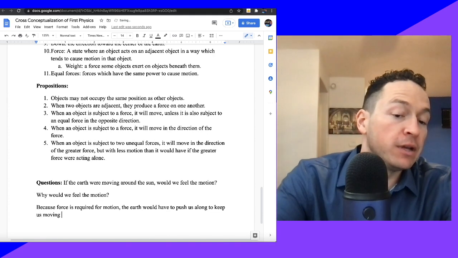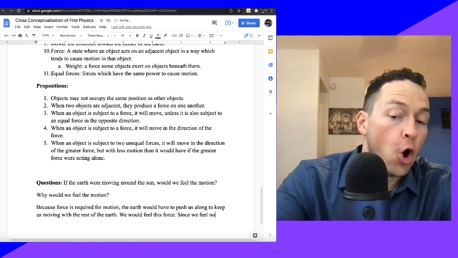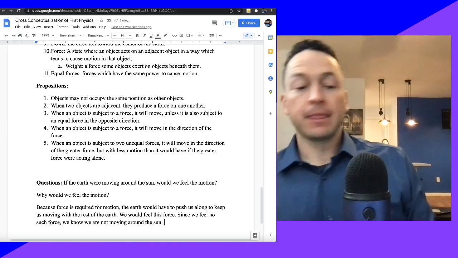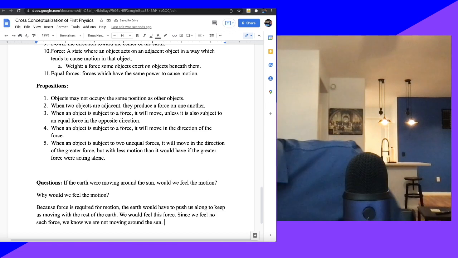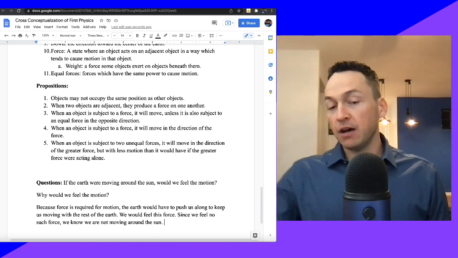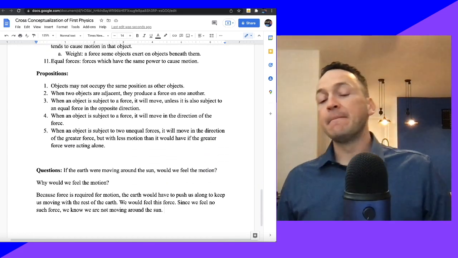Okay, here's why. Because force is required for motion, the Earth would have to push us along to keep us moving with the rest of the Earth. We would feel a force like that. Since we in fact feel no such force, we know we aren't moving around the sun. Okay? So, there's the argument. There's the argument against the heliocentric hypothesis in terms of a decent conceptual framework. Not a good one, a decent one.